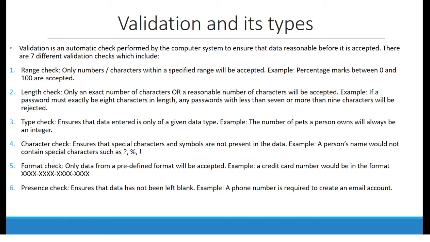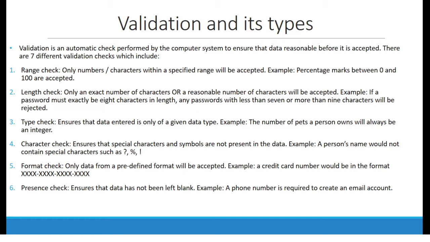Length check. Only an exact number of characters or a reasonable number of characters will be accepted. For example, if a password must be exactly 8 characters in length, any passwords with less than 7 or more than 9 characters will be rejected. Type check ensures that data entered is only of a given data type. For example, the number of pets a person owns will always be an integer.